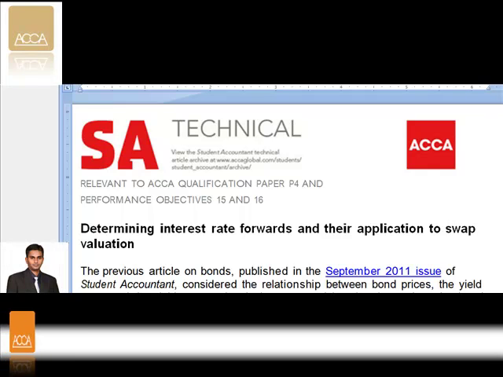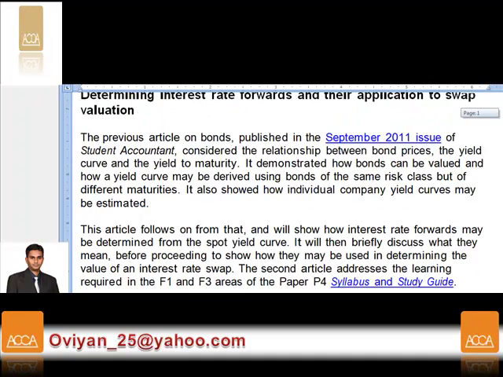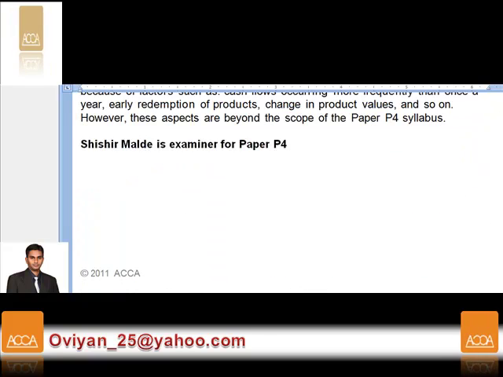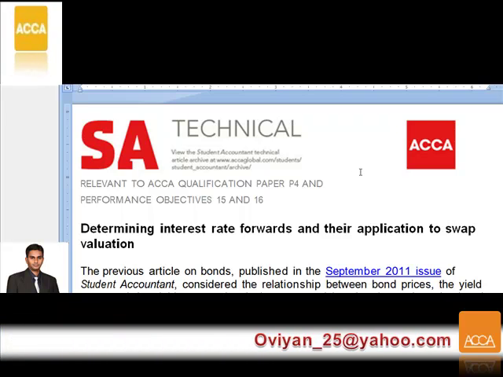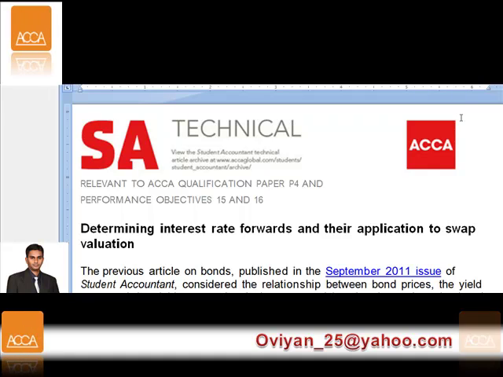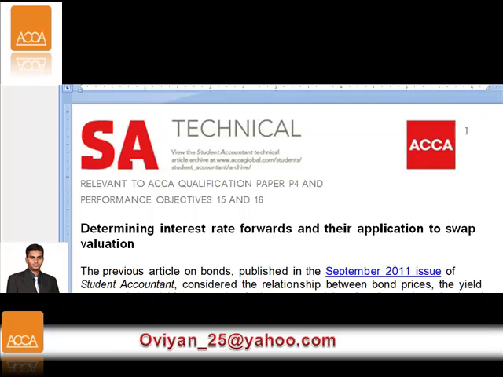Hi everyone. Today we will look at the one article that is written by your examiner, Shishamal, for P4. He wrote this in November article, and everyone is guessing that it may come out for this particular December 2011, or perhaps in the future examination diet.